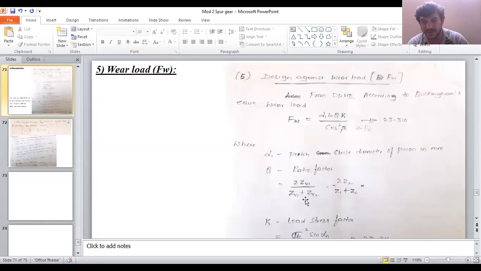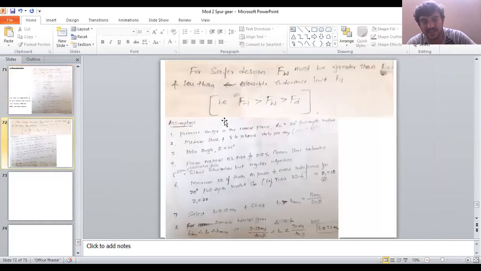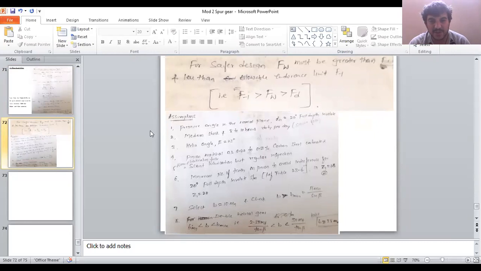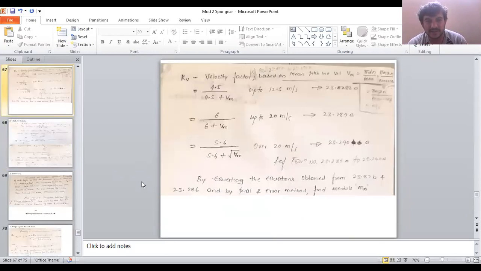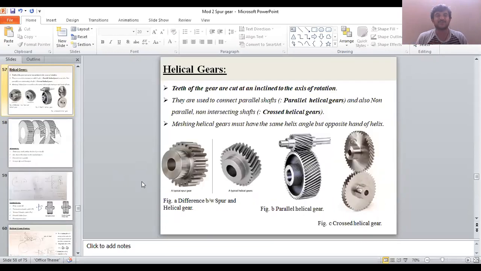These are the design procedure of helical gears. I will share this procedure, these steps. Please go through it. If you're familiar with this procedure, now we'll go on to solve that problem. Or else today itself we'll solve the problem. Please give me a response, or else I'll solve the problem.